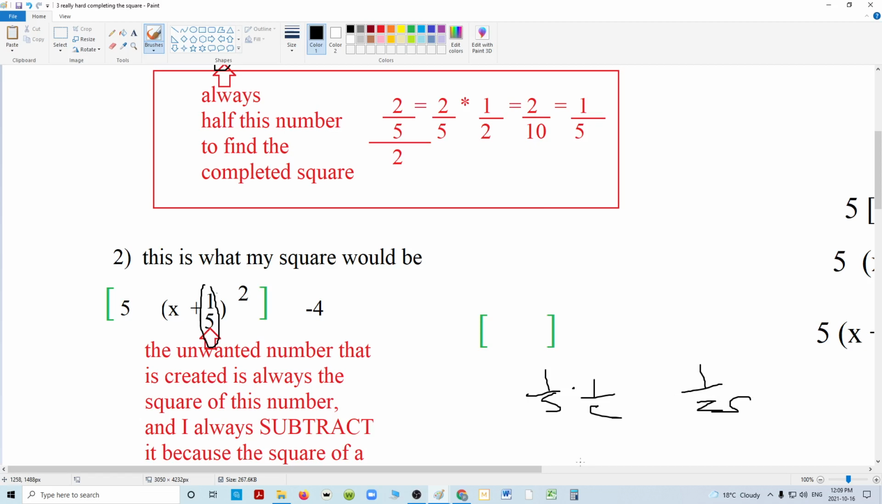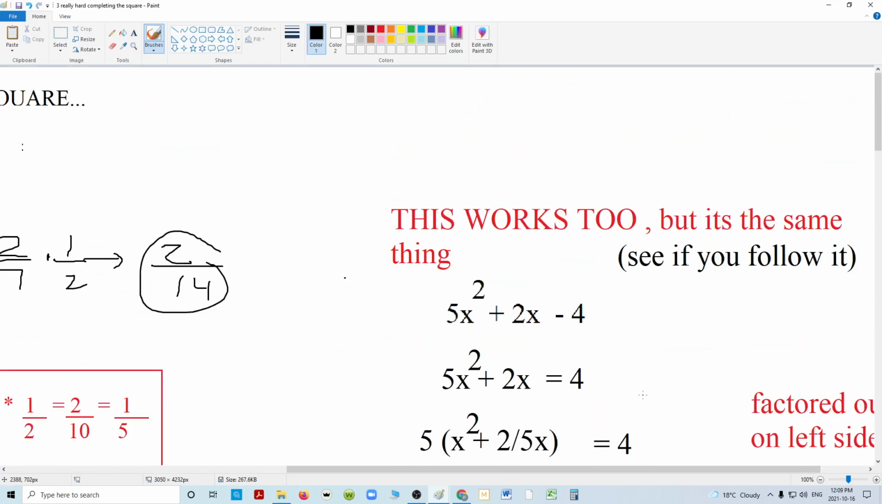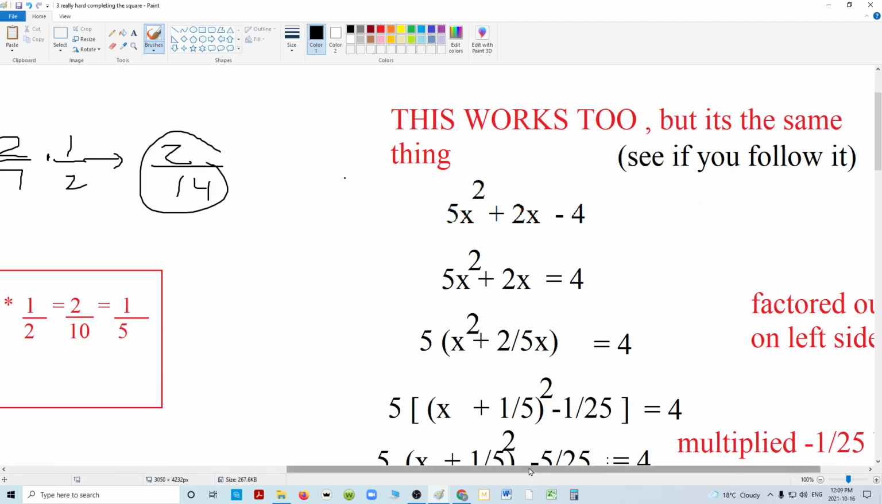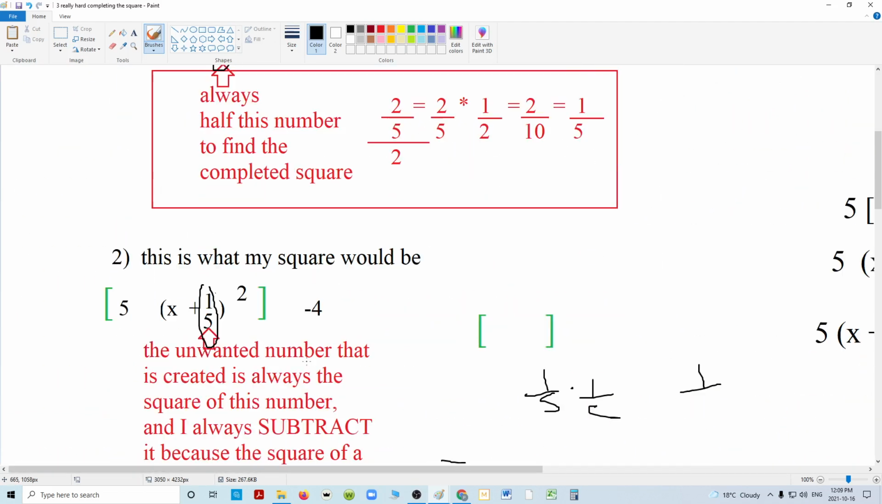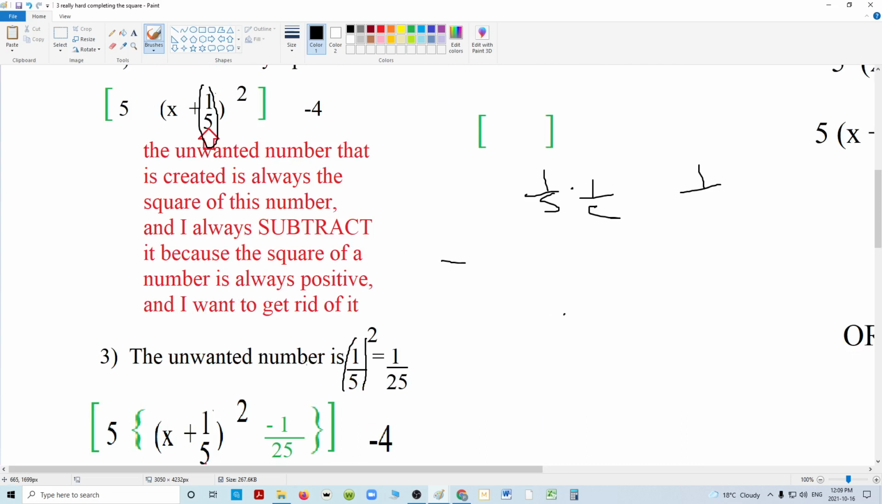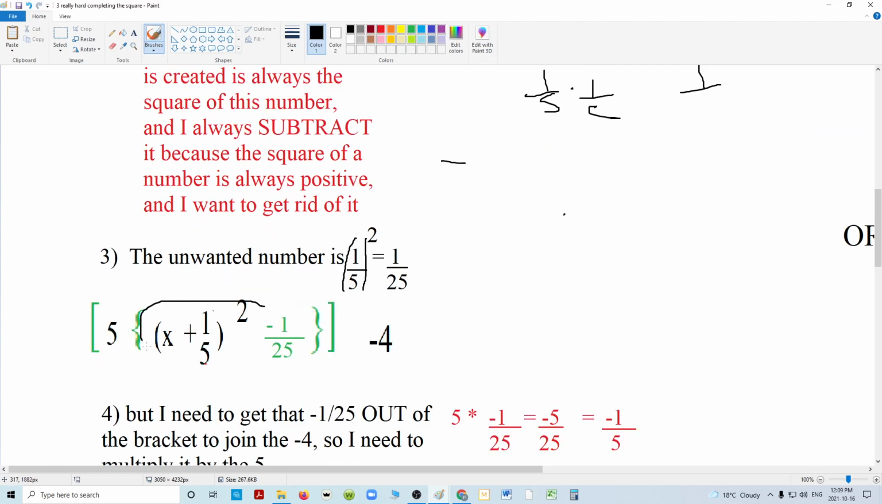That's where these get hard, figuring out the unwanted number. The unwanted number is 1/5 squared, 1/25. So that means when I expand this, I get an unwanted plus 1/25.